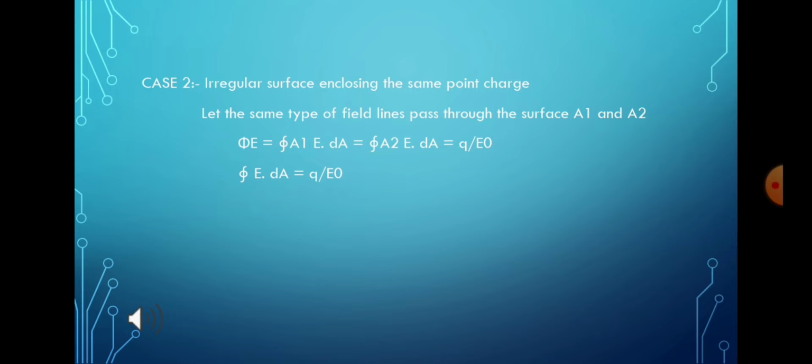Case 2. Irregular surface enclosing the same point charge. Let the same type of field lines pass through the surfaces A1 and A2. Electric flux is equal to integration over A1 of E dot dA is equal to integration over A2 of E dot dA is equal to Q by epsilon naught. Therefore, this implies integration of E dot dA is equal to Q by epsilon naught.